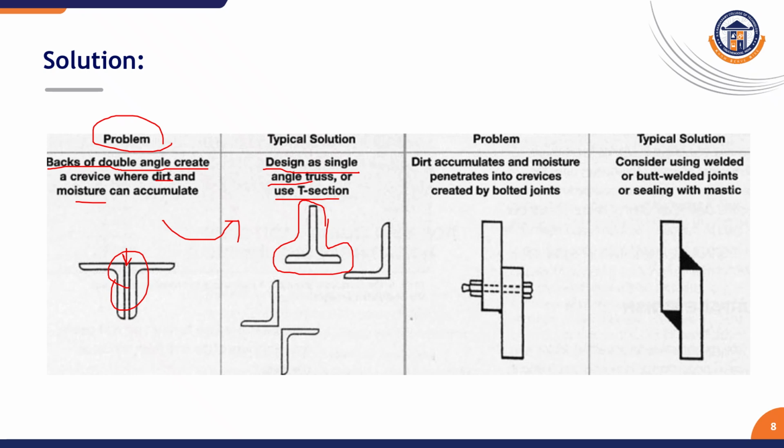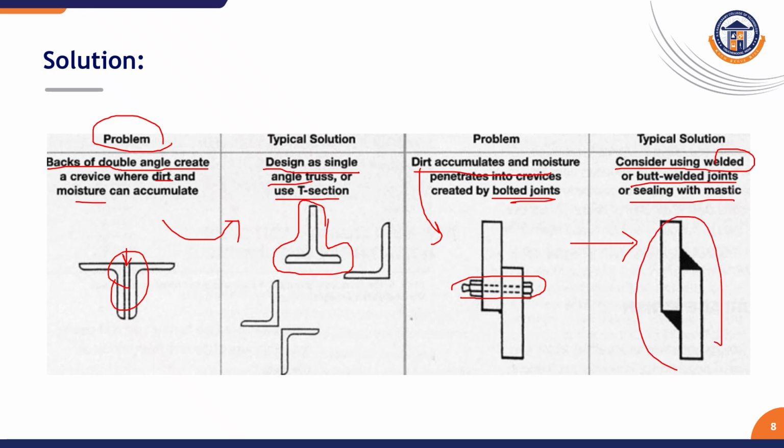Another problem is that dirt accumulates and moisture penetrates into the crevices created by bolted joints. See here, this is a bolt. There will be some gap present there. In that gap, dirt and moisture will enter or penetrate inside, so we have to avoid this and manufacture in a different way. The solution given here is to consider using welded or butt welded joints, or sealing with mastic. See the structure of this, which will be a solution for this problem.